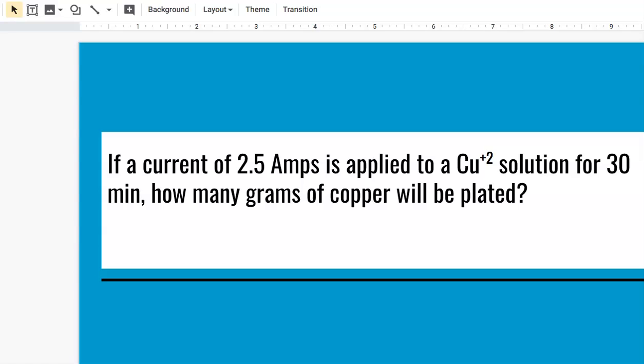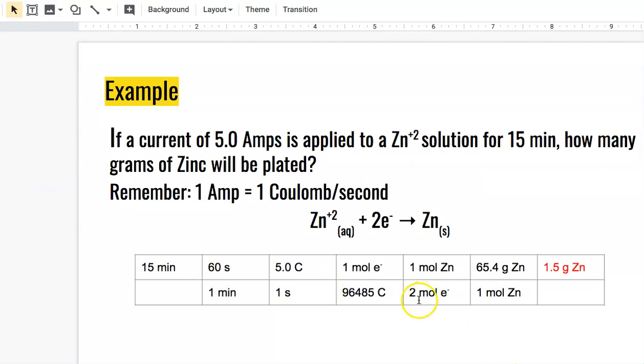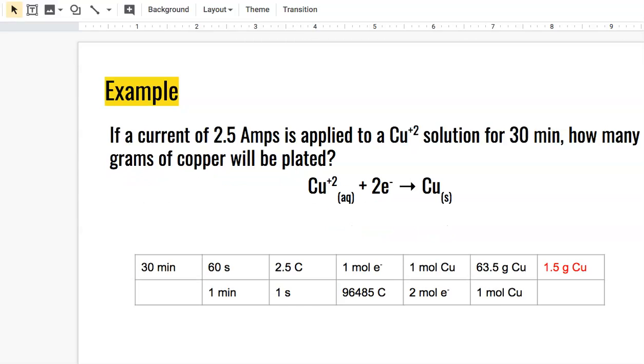Actually, before we go on to the next slide, I caught a mistake on my previous one. I didn't divide by the 2 moles of electrons. Hopefully you saw that mistake, so my answer is actually half as much. Now, this next problem is so similar to this one, I actually copied and pasted the slide, which is part of how I caught my previous mistake.